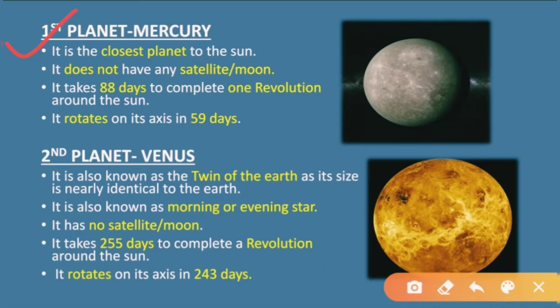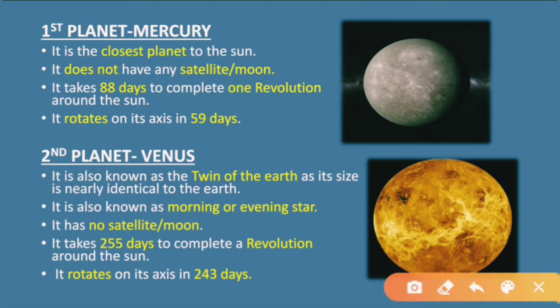See the first point. It is the closest planet to the sun. Mercury is the closest planet to the sun. As you saw in the picture also, the nearest and the closest planet is which planet? Mercury. Mercury remains close to the sun. It is the first planet and it remains close to the sun.